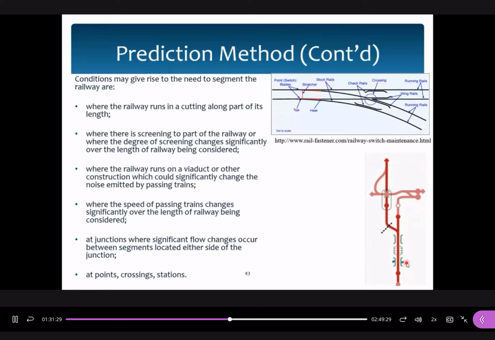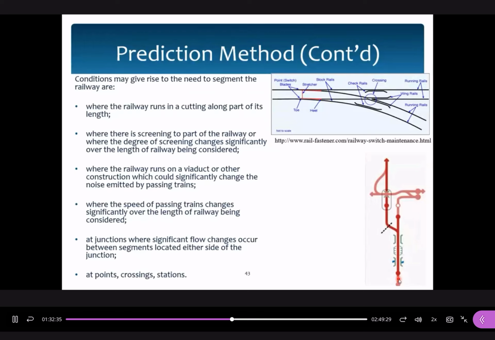The second one, where there is a skewness to parts of the railways or where the degree of skewness changes significantly over the length of railway being considered. It means that if there are barriers along some portion, we still need to derive into different segments. Let's say if this part we have a barrier, but this part we do not have a barrier, we need to further derive into different segments. The third one is where the railway runs on a viaduct or other constructions which could make significant changes to the noise effect, we still need to consider the division into multiple segments. It means that if in some portions the train is running on the viaduct, but in some portions the train is not running on the viaduct, in that case, we still derive into different segments.